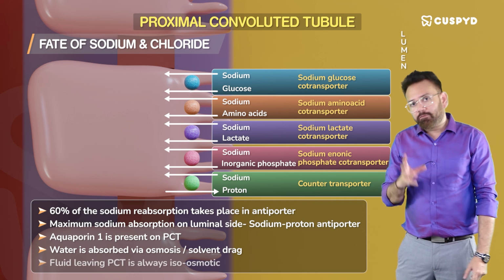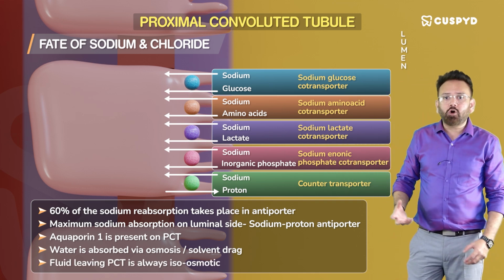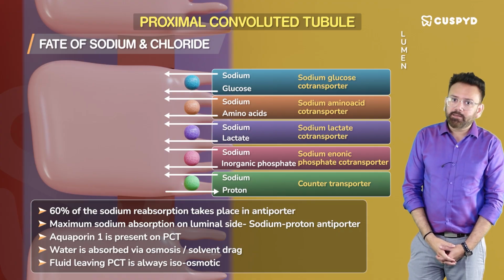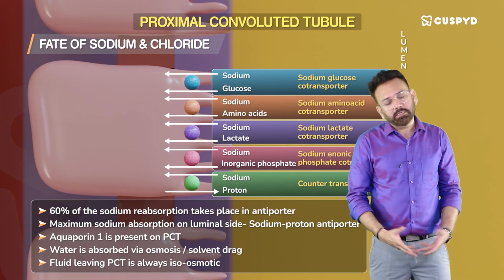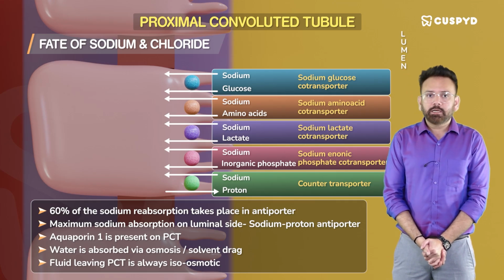That is why the fluid which is leaving the proximal convoluted tubule is isoosmotic. It is isoosmotic. Am I clear? This is the fate of, you can say, sodium and then chloride and water in the PCT.